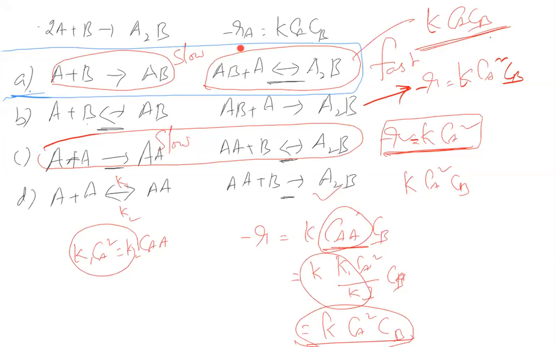Option B. What is option B? This is your governing step, no? K CAB into CA. So what is CAB? CAB is nothing but K CA CB. So in place of CAB into CA, I put CA CB. You will get the same answer, CA square CB. Option B and D are the same, no? Whereas option C, no need to substitute anything because directly the rate of this reaction is K CA square, no intermediates. Similarly option A, no intermediates, K CA CB.